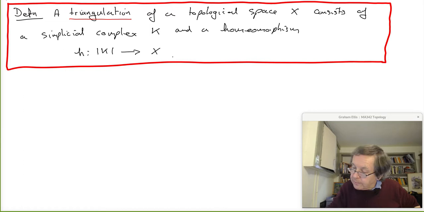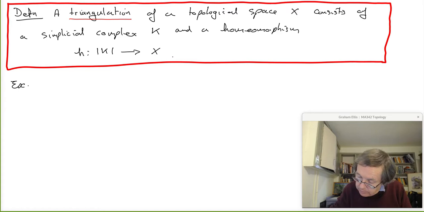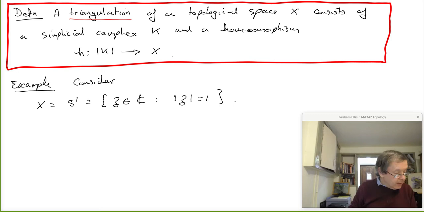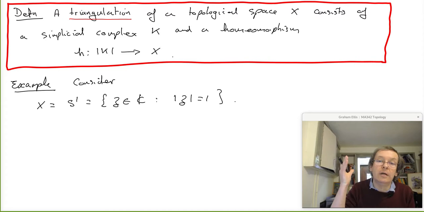So here's the first example. Let me consider a topological space. So let's consider the circle. Suppose that we take the topological space X to be the circle. In other words, let's define the circle as all of those complex numbers whose modulus is of size 1. Yeah, so a circle in the complex plane. Now, I want to give a triangulation of that. So what do I have to do? I have to somehow find, if I can, a simplicial complex. Not every space is triangulable, but I have to find a simplicial complex K which is homeomorphic to the circle.